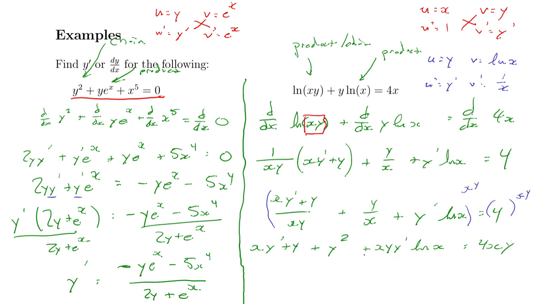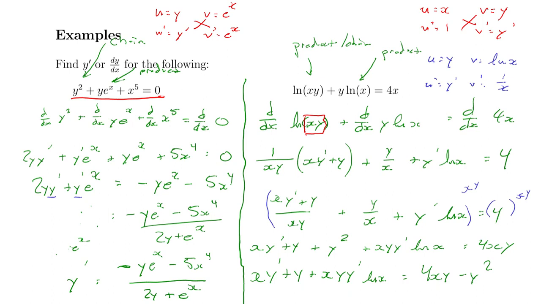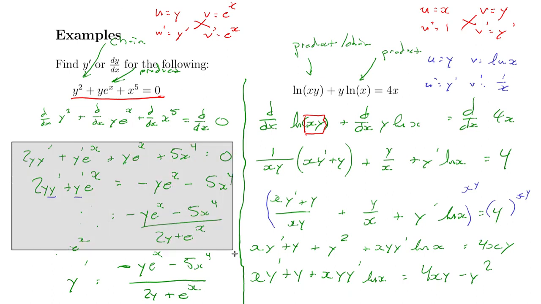Now I can just move things around to get my y prime terms on one side and go from there. So I've got x y prime plus y plus x y prime natural log x equals 4xy minus y squared. And I'm going to erase some stuff so I've got some room. I think this will actually work a bit better.